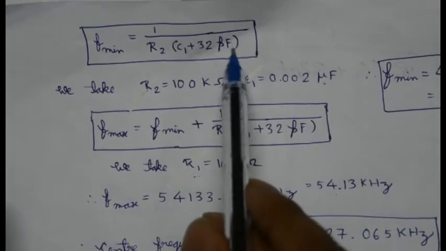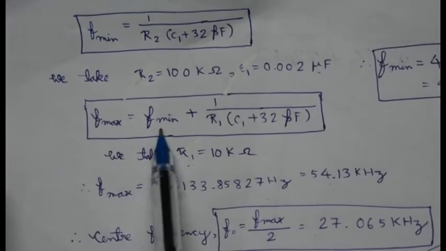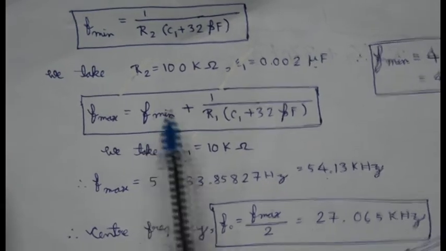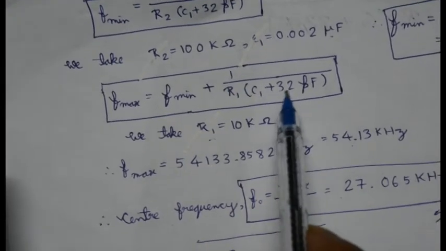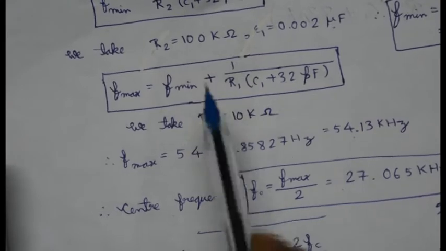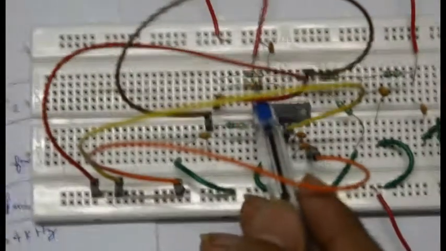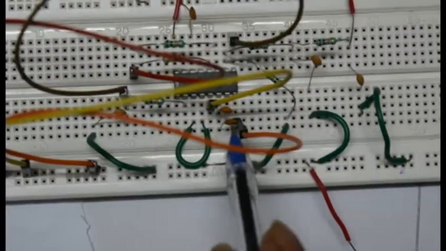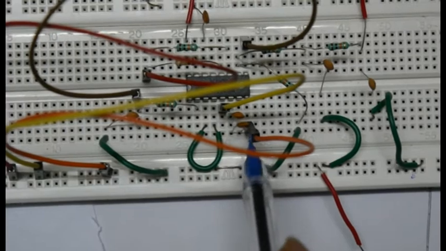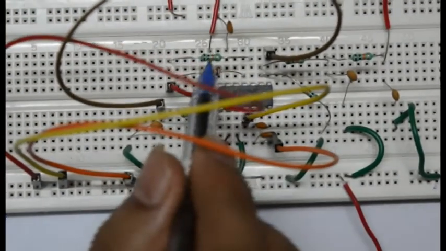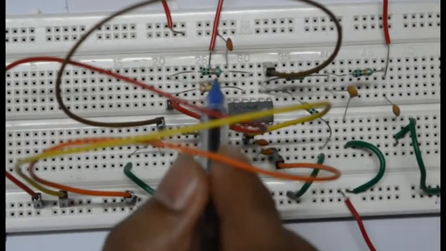The formula for minimum output frequency is 1 by R2 into (C1 plus 32 picofarad), and maximum VCO output frequency is F minimum plus 1 by R1 into (C1 plus 32 picofarad). We choose the resistance connected to pin number 12 as 100 kilo ohm, the capacitance connected between pin number 6 and 7 as 2 nanofarad, and resistance connected to pin number 11 as 10 kilo ohm.